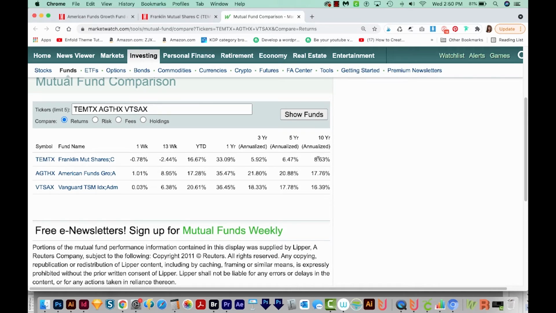So on this Franklin mutual fund, the fees were a lot higher than the index fund, and it returned about half of what the index fund did. The American fund, which has the big front end load of 5.75%, returned a little bit more than the index fund, but it's not enough to warrant how much we had to pay to invest in this company if we were to do that.